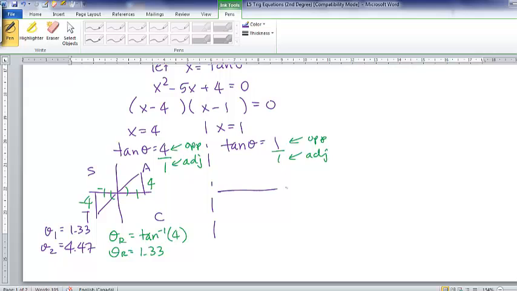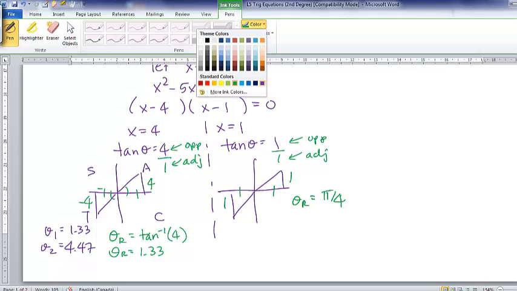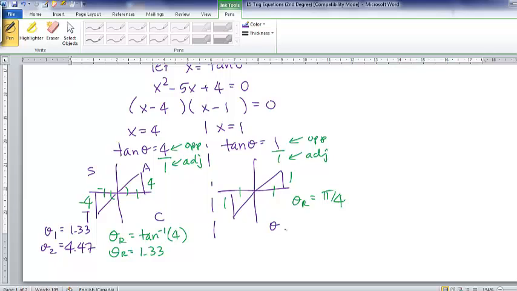Tangent's positive, so we're in quadrants 1 and 3 again. This time our opposite is a 1, and our adjacent is a 1 as well. So this one is a special triangle, the sine, cosine, and tangent of 45, 45, 90 triangle. The reference angle here is pi over 4. So this time I get two more solutions. They're called quadrantal angles, because they're on the terminating divisions between any two quadrants.